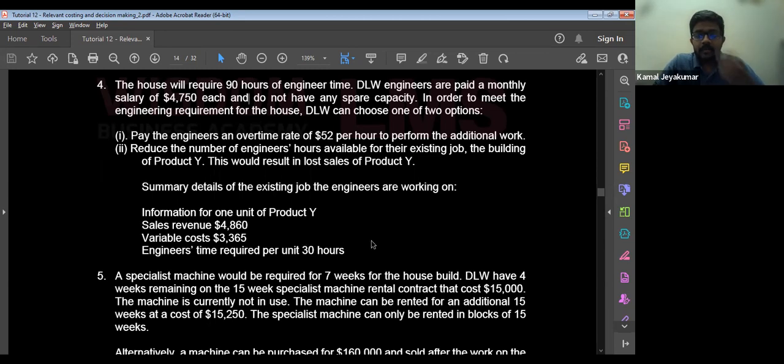Now, what is the contribution earned from 1 unit of product Y? How do you calculate that? Sales minus variable cost, right? 4,860 minus 3,365, that's 1,495 per unit, if I'm not mistaken. Yes, 1,495 per unit. In 90 hours, you can make 3 units. So your opportunity cost there will be 4,485.